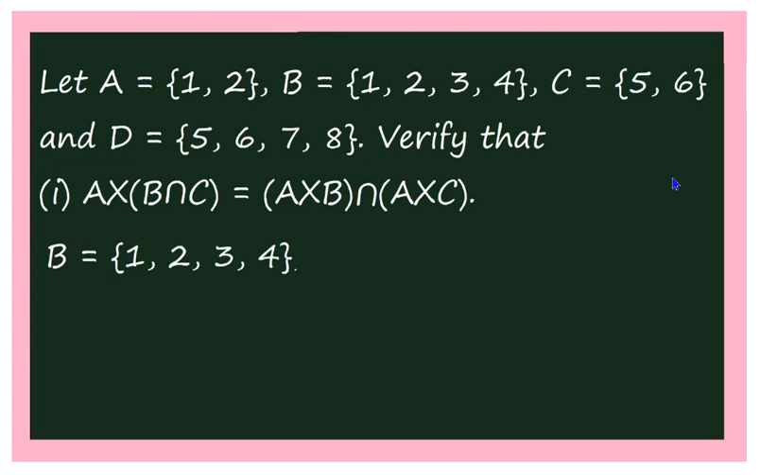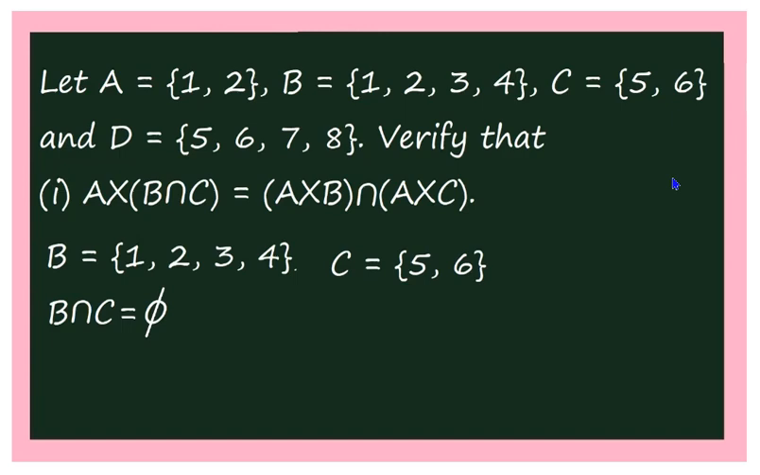First consider B, because we have to find A × (B ∩ C). Let us consider the set B, which has 4 elements, 1, 2, 3, 4, and set C, which contains 2 elements, 5, 6. Now you can find B ∩ C and you can observe there are no common elements in B and C. You know the meaning of intersection of two sets: the elements which lie in both B and C. There are no common elements. Therefore B ∩ C is an empty set.